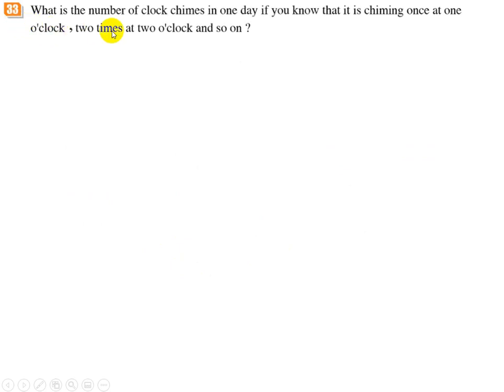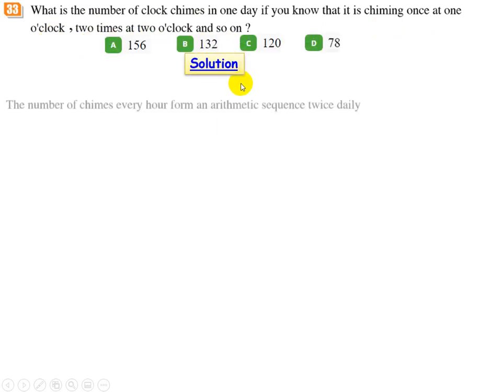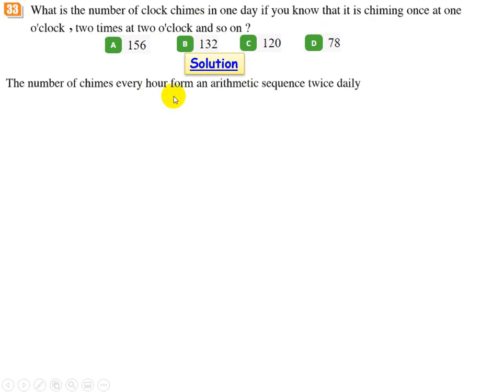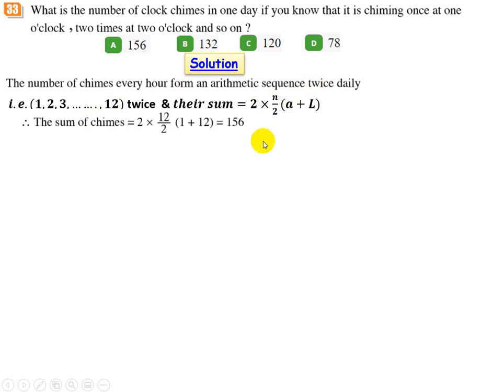Number 33. What is the number of clock chimes in one day if you know that it chimes once at 1 o'clock, 2 times at 2 o'clock, and so on? Concentrate in this question. The number of chimes every hour forms an arithmetic sequence twice daily, 24 hours: 1, 2, 3 up to 12, twice. So their sum equals Sn times 2, which means 2 times n over 2, first term plus last term, which means n times (1 plus 12). And n here in this case equals 12, so it will be 156.